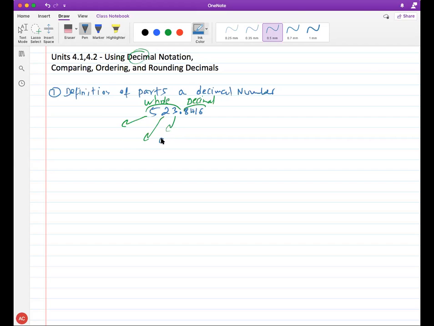So we have the ones, the tens, and the hundreds. Okay, so that's the whole part, just like we learned so far. Then we have the thousands, 10,000s, 100,000s, millions, billions, trillions, and so on. But today we're more interested in the decimal part, to the right of the decimal point.